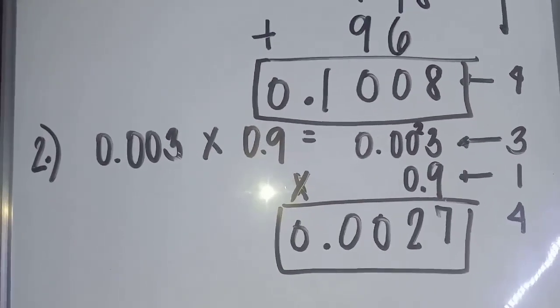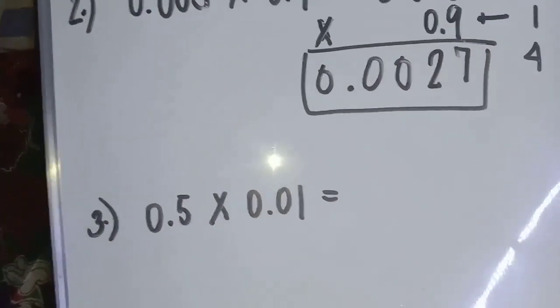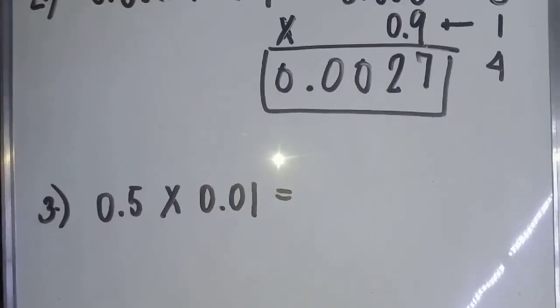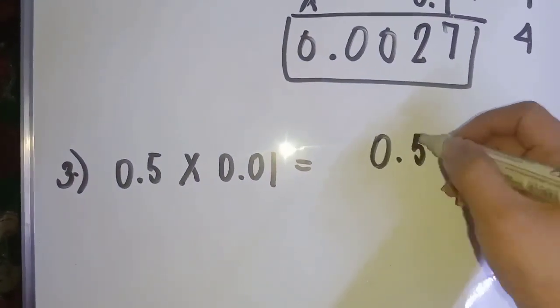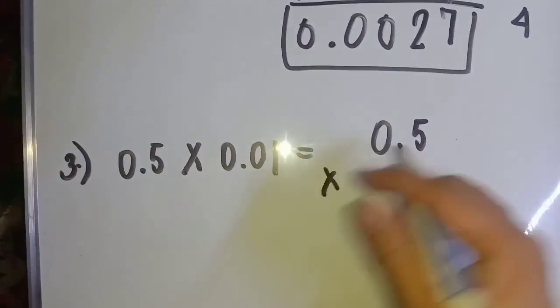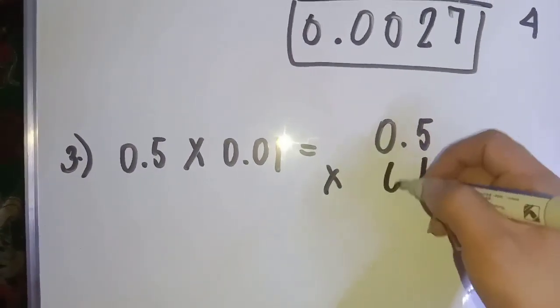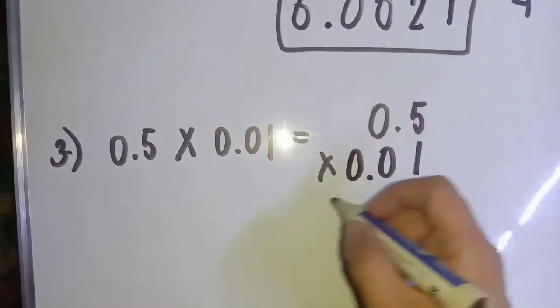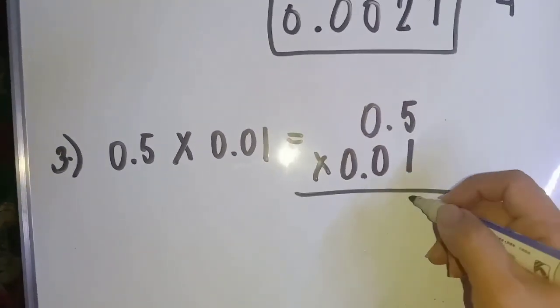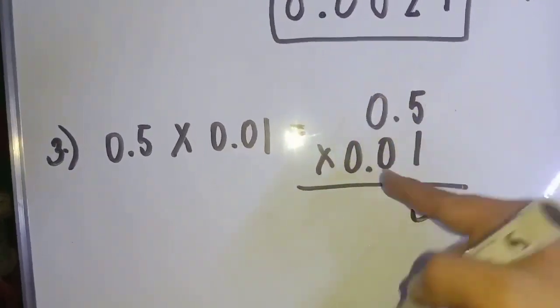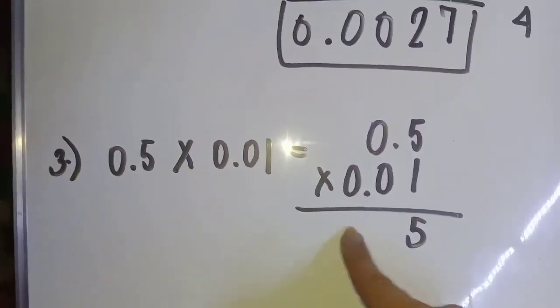So, that's the product. Okay, for the last item, we have 0.5 times 0.01. Ganun pa rin. Copy the first number, multiplied by. So dito tayo maglalagay ng 1, 0, 0 point. Then multiply: 5 times 1 is 5. 1 times 0 is 0. Wag na tayo maglalagay dito.